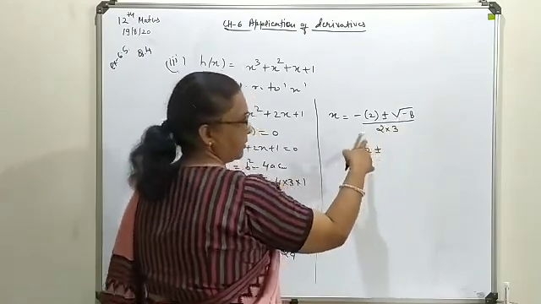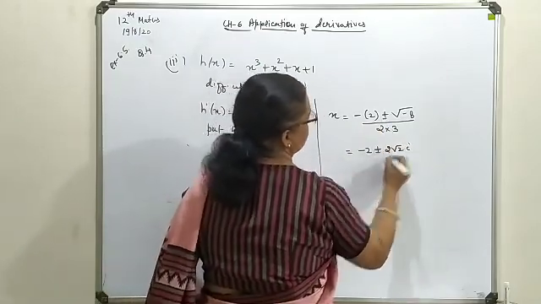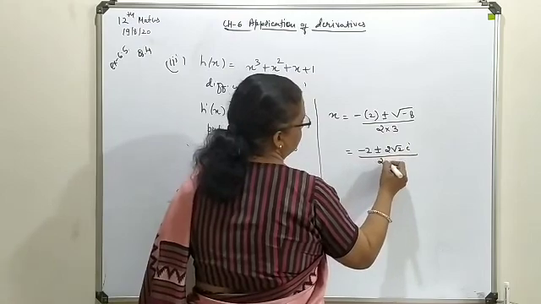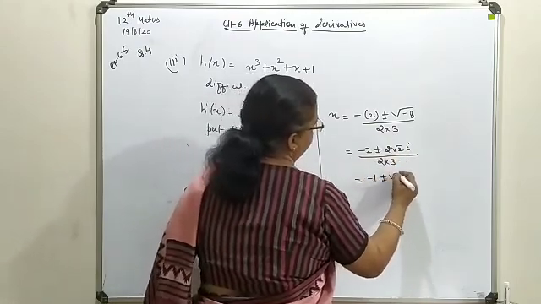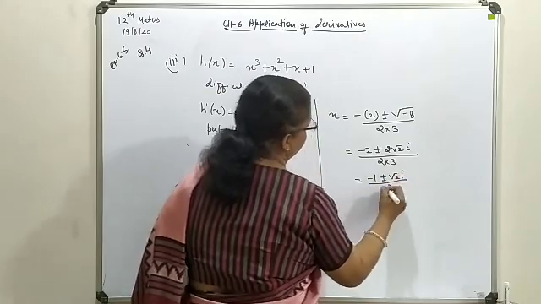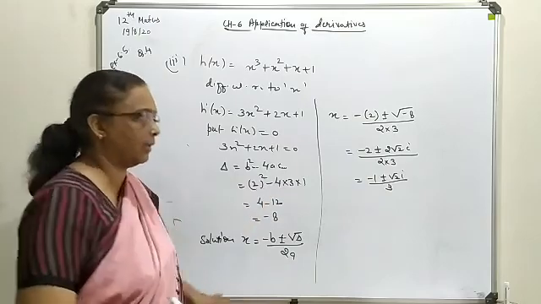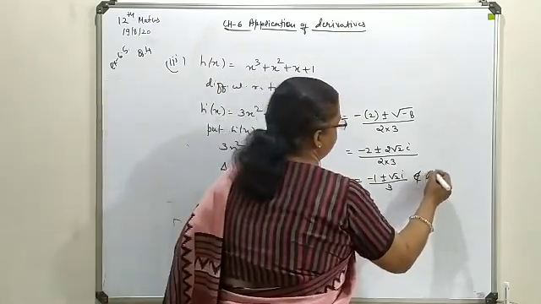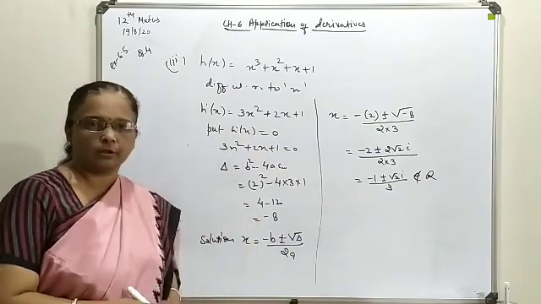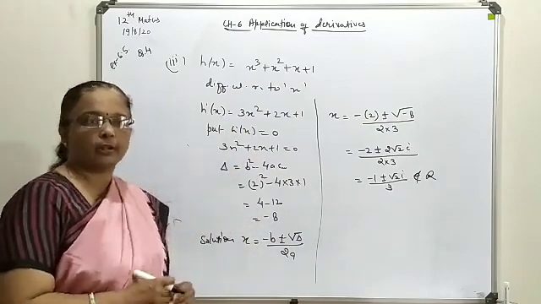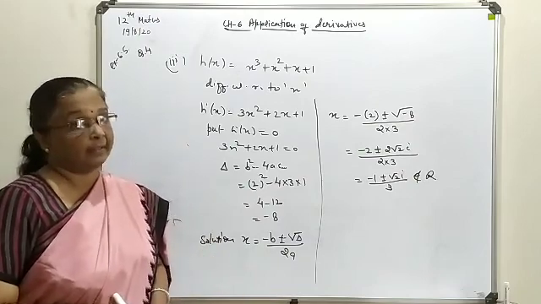Here iota will be produced. So this 8 means 2 under root 2 iota, upon 2 into 3. 2 cancels everywhere. Minus 1 plus minus under root 2 iota upon 3. Because of the iota, the roots are imaginary, meaning these roots do not belong to the set of real numbers. So you can say the values of x are not real quantities. So here again it is not possible to define any maxima and minima.